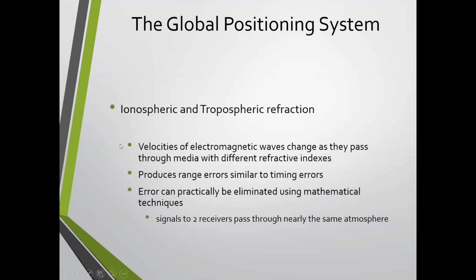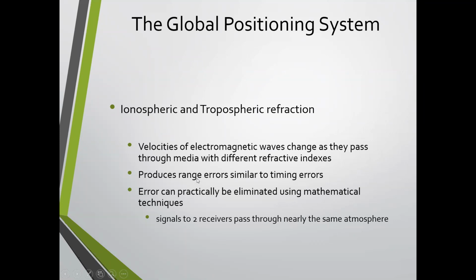So ionospheric and tropospheric refraction, these can be big things. Basically, you're going from the satellite, which is in a vacuum, to the Earth's atmosphere. And once you hit that atmosphere, the microwave bends a little. That's called refraction. And as you do that, of course, the refractive index bends it, but it also tends to slow it down.